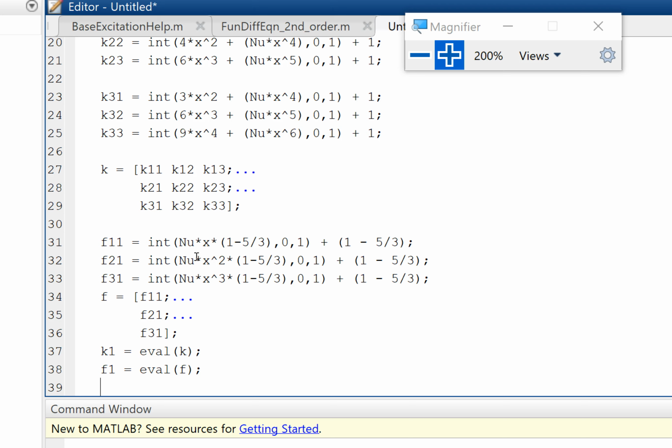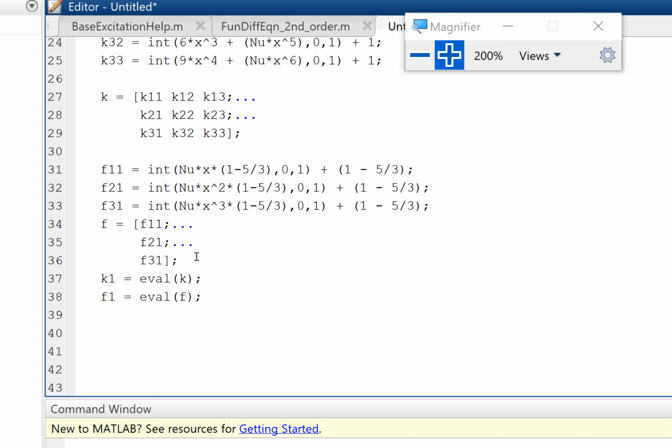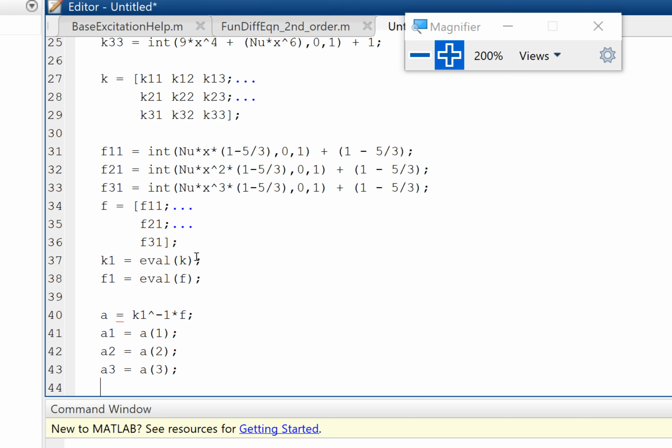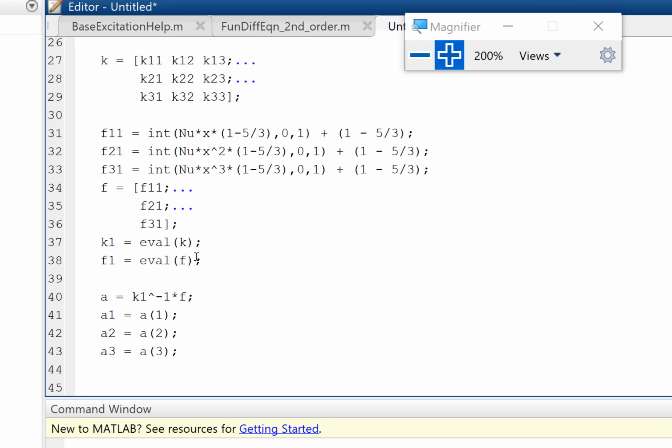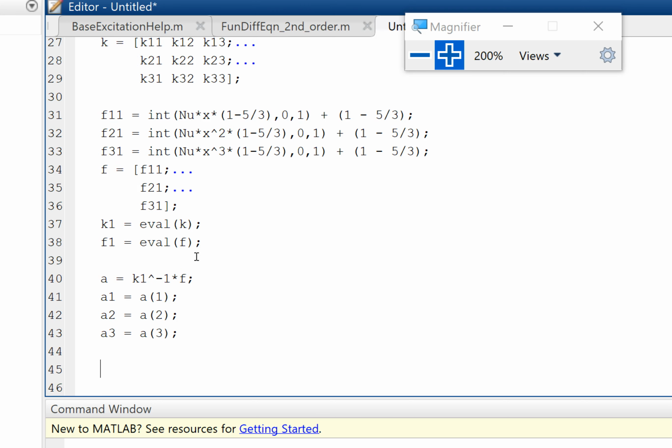So what did I do? So A equals K1 to the minus 1 times F. Then A1 equals A of 1. The T star. What's the matter? You forgot it's F1 in your code. Oh yeah. Thank you.